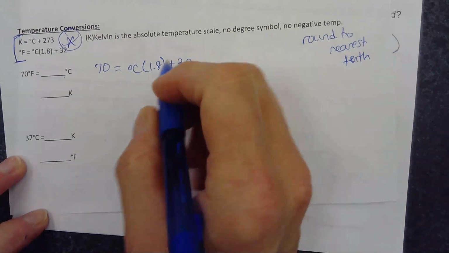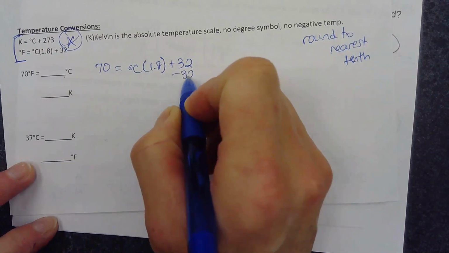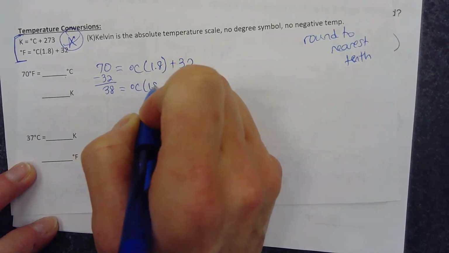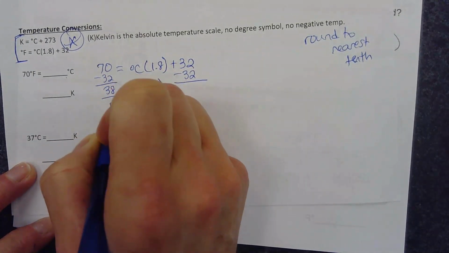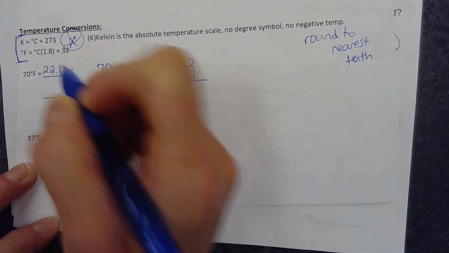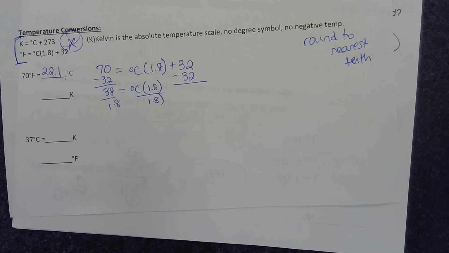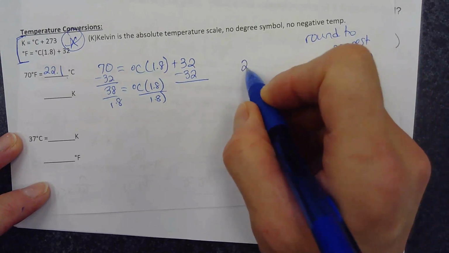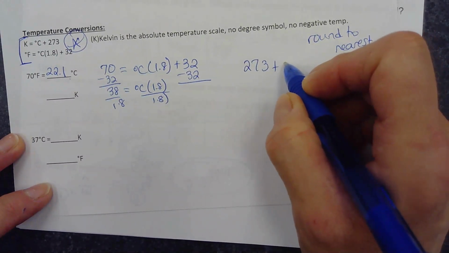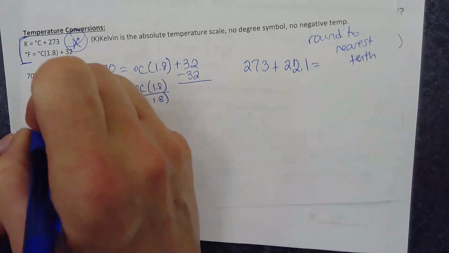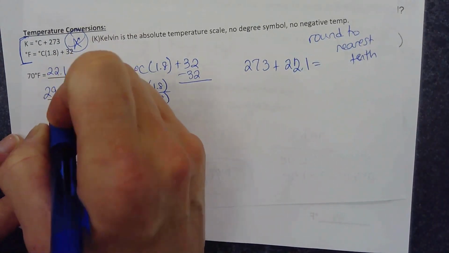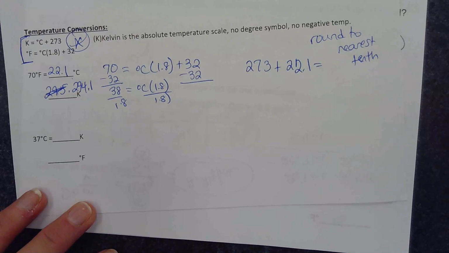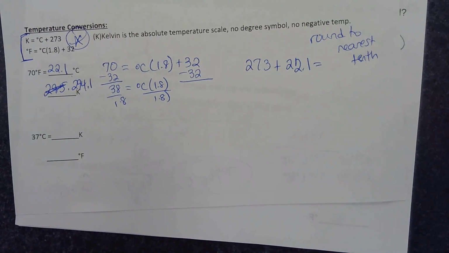21.1. For those of you that don't remember this, that's where I'm struggling with you being in here if you can't do it. Minus 32 on both sides, that leaves 38 equals degrees Celsius times 1.8, divide both by 1.8, and you get 22.1 degrees Celsius. Now, what do you get for Kelvin, with no degree? It's 273 plus 22.1, so that gives you 295, or 294 rather, I'm sorry, 294.1 Kelvin. 294.1 Kelvin.